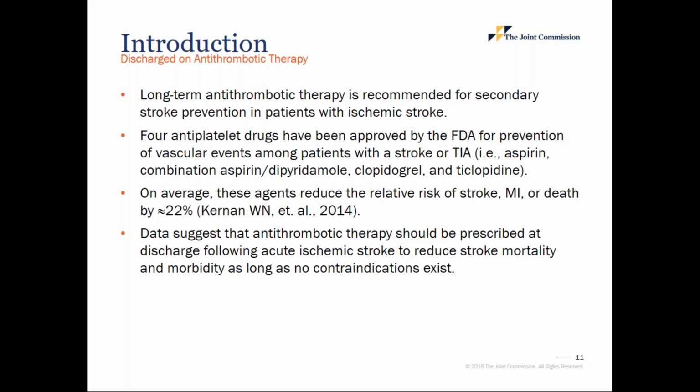Aspirin, combination aspirin dipyridamole, clopidogrel, and ticlopidine have all been approved by the FDA for prevention of vascular events among patients with a stroke or TIA. Of these 4 agents, aspirin and clopidogrel are most commonly prescribed. Clopidogrel was compared with aspirin alone in the CAPRI trial, which stands for clopidogrel versus aspirin in patients at risk for ischemic events. The annual rate of stroke, MI, or vascular death was 7.15% in the clopidogrel group compared to 7.71% in the aspirin group.